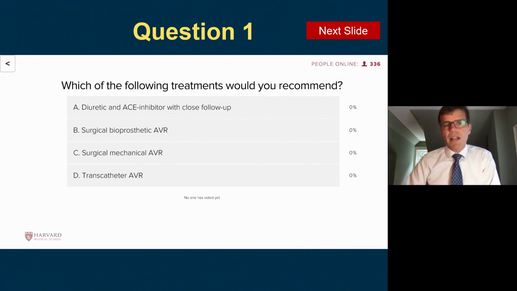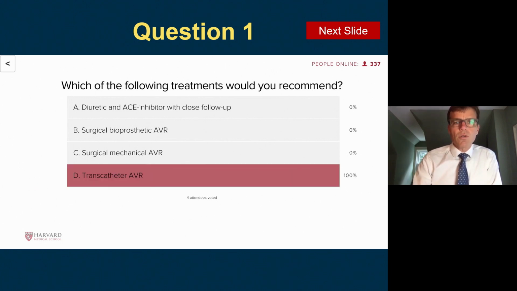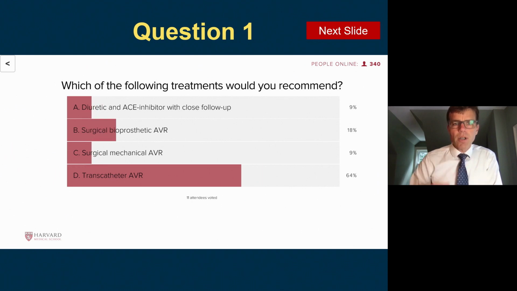So you could give her a diuretic and an ACE inhibitor with close follow-up. You could use a surgical bioprosthetic aortic valve replacement. You could do a mechanical aortic valve replacement. She's 70 years old, remember? And you could give her a transcatheter aortic valve. So those are your options.